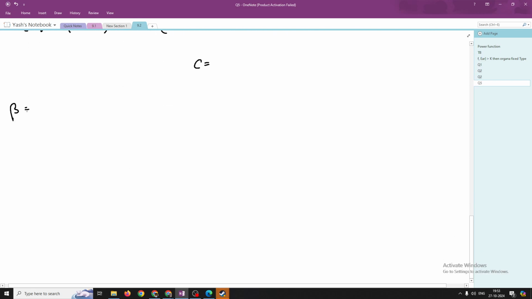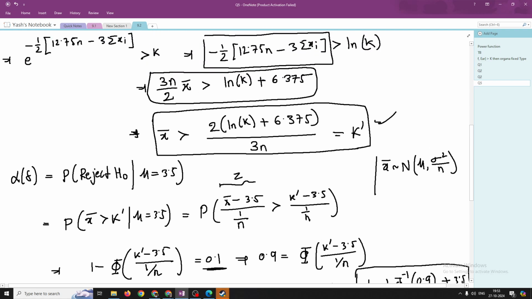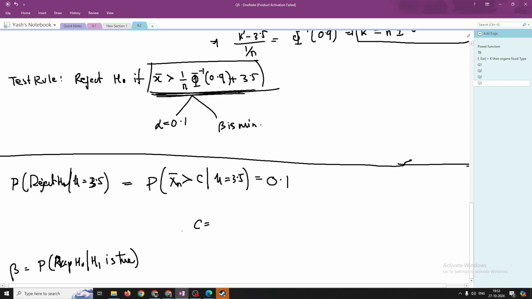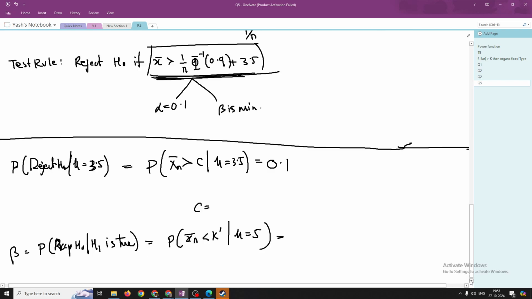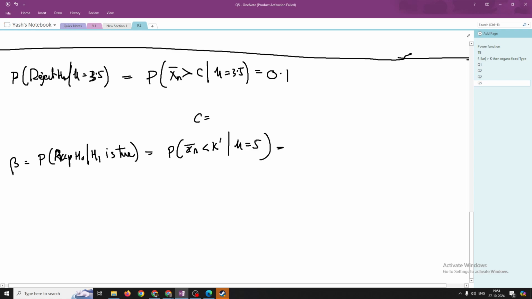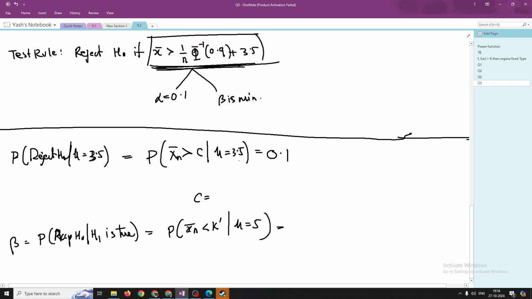calculate the beta. What is beta? Beta is probability of accepting H naught when H1 is true, right? So when you would accept H naught, when your Xn bar is less than this k prime. So this is probability of Xn bar being less than some k prime given mu equals 5, because now H1 is true. Again you transform it like this and वापस से कुछ एक Xn कुछ एक k bar मिलेगा, k prime मिलेगा, and that would be your answer there. So essentially nothing changes.